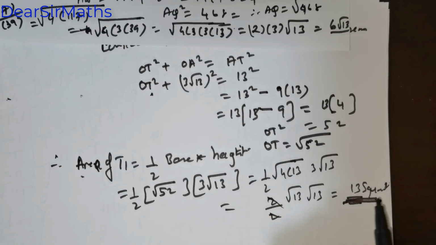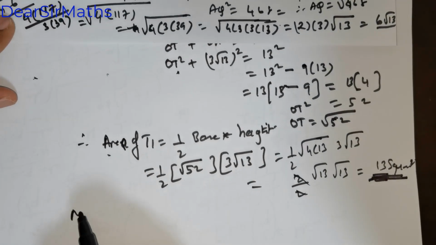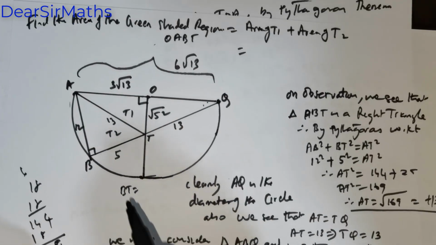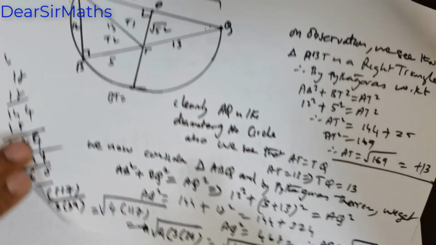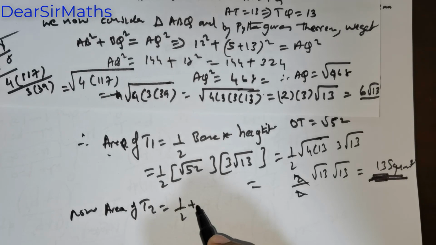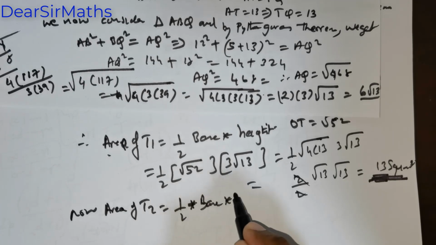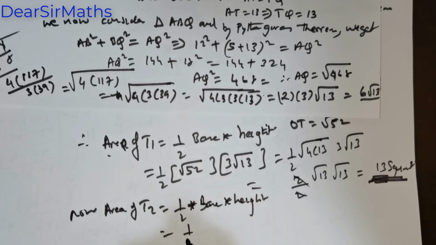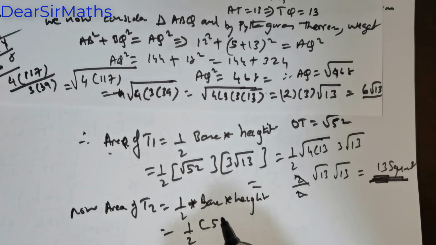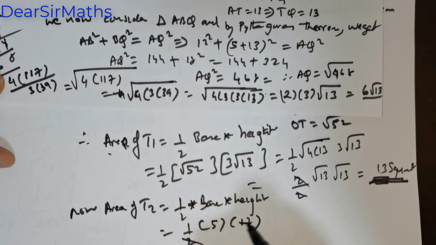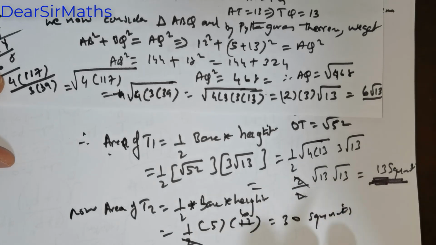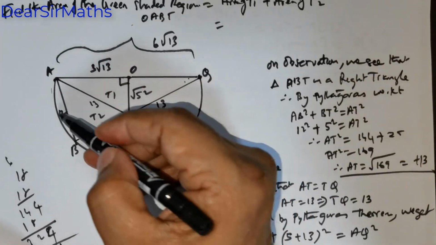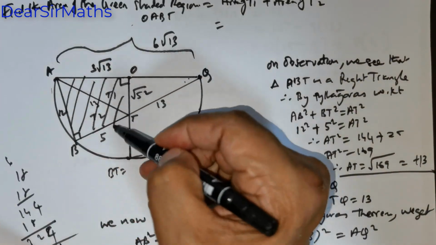That's a beautiful value. Now area of T2, what is that? This is the right angle, so this is the height and this is the base. So half times base into height. So it's equal to half times, my base is 5 units, my height is 12 units. 2 divides here, 6 times 5 is 30 square units, right? We need the shaded region. So this is the entire region. This is the shaded region we need.